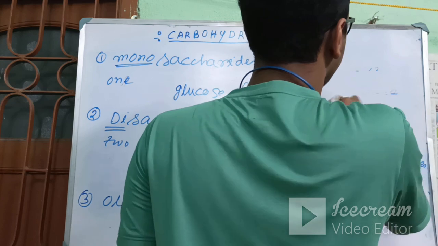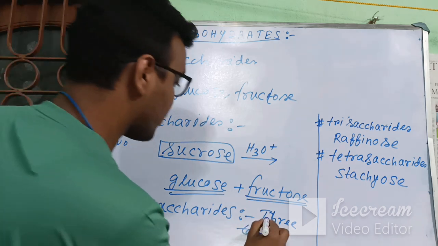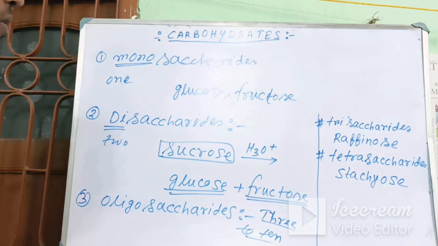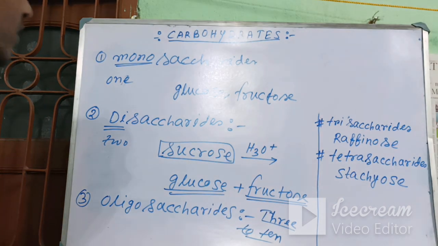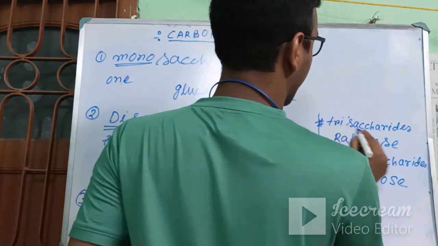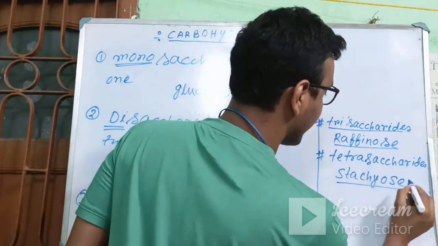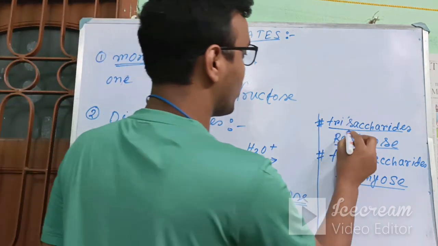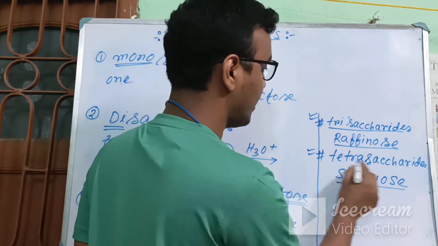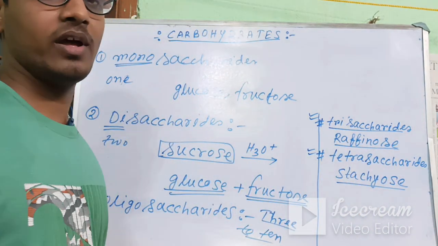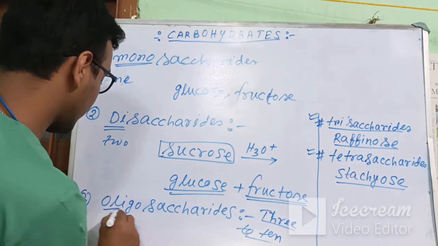So oligosaccharide may be trisaccharide, it may be tetrasaccharide, it may be pentasaccharide, from trisaccharide to decasaccharide. One important example of trisaccharide is raffinose, and tetrasaccharide is stachyose. These examples are very important for different competitive exams: trisaccharide is raffinose and tetrasaccharide is stachyose. This is the classification of the oligosaccharides.